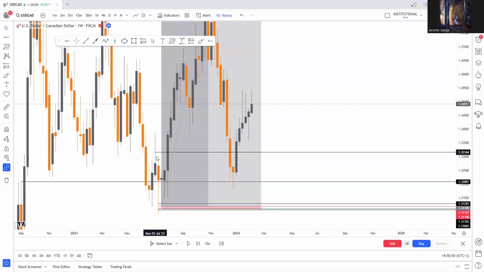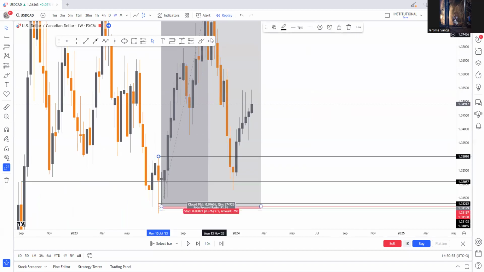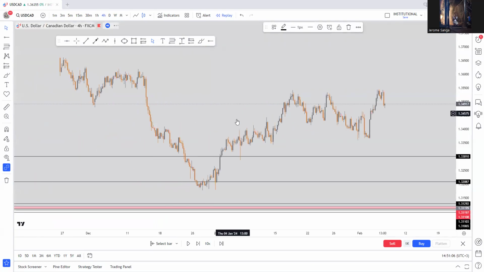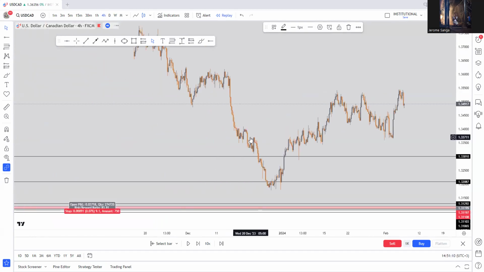Inside this formation, you can either trade the liquidity consumption, or you can trade the shift and the formation that will be formed along the way here on 4 hour, and that's how you'll be taking your trades. I hope everyone understands what I'm talking about.